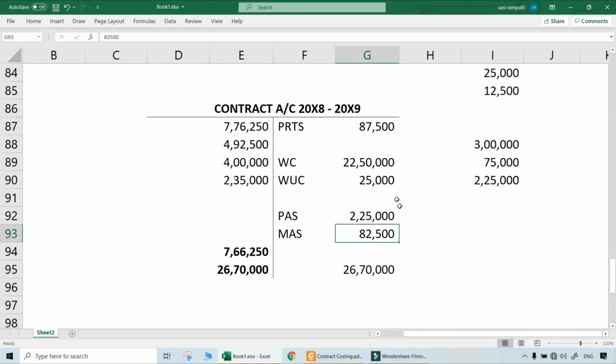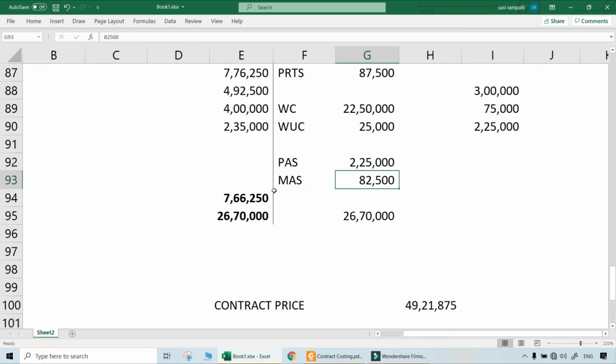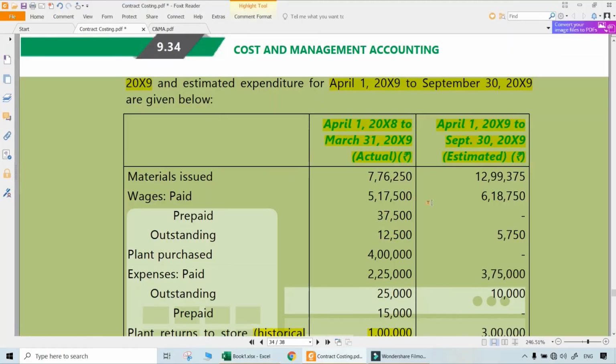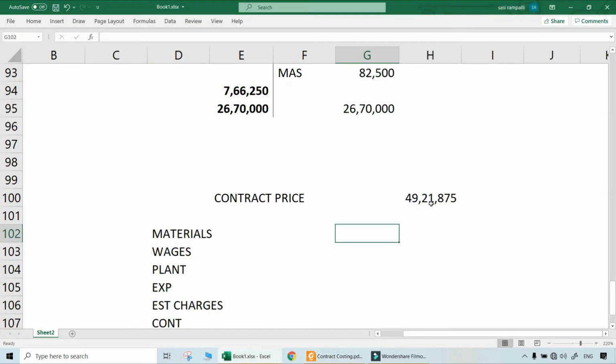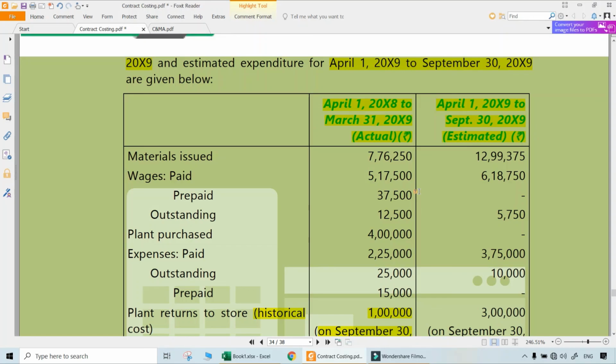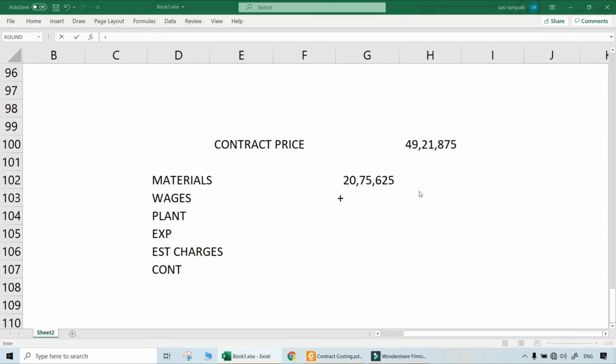Now, when it comes to materials, 7,76,250 is there. Materials at site normally would be reduced now, but again that will be plus. There is no point of minus and plus once again. So materials really issued are how much? Just total of both of them. 776,250 plus 12,99,375. That is the total of materials cost. Wages. Once again, wages. Paid is 5,17,500.